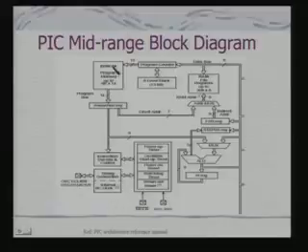Here, let's see, this is my program memory. This program memory is obviously distinct from that of my data memory. The data memory is located here. So, this is an example of Harvard architecture.